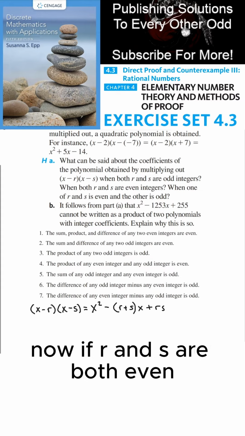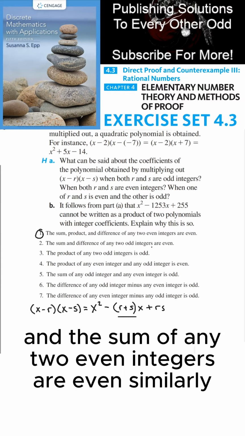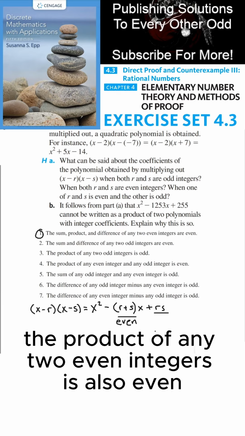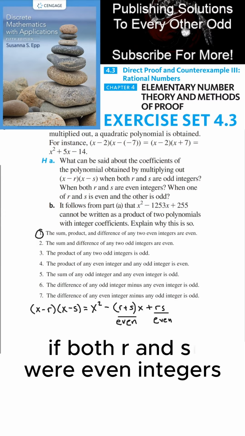Now, if r and s are both even, then r plus s is the sum of two even integers, and the sum of any two even integers is even. Similarly, the product of any two even integers is also even. So this would be the situation if both r and s were even integers.